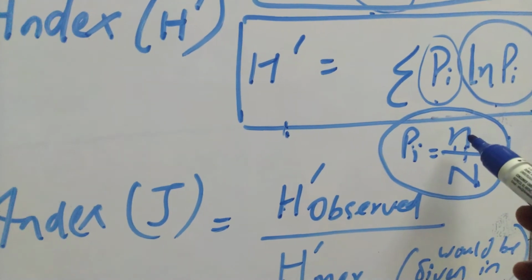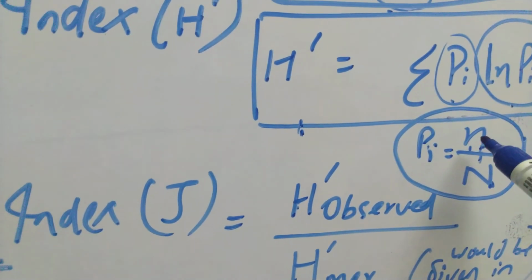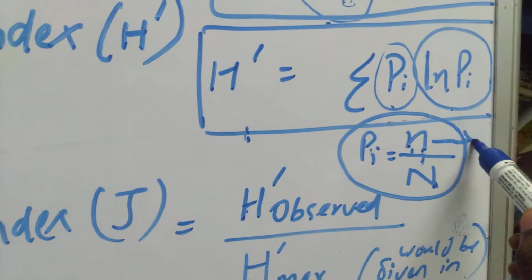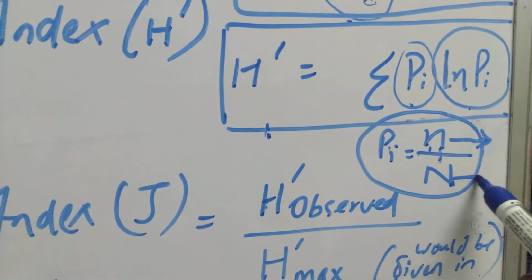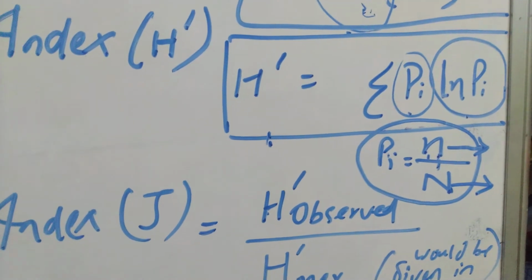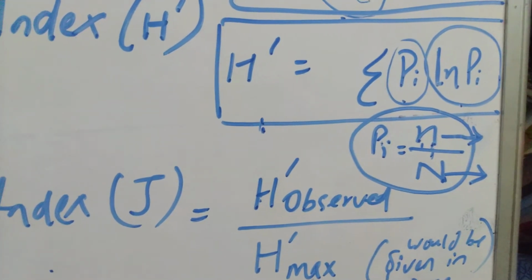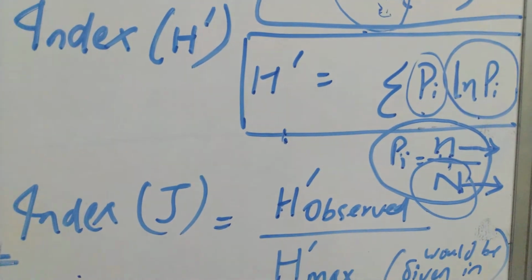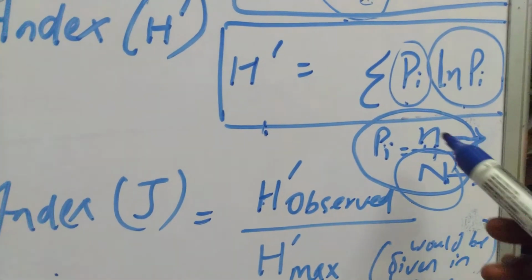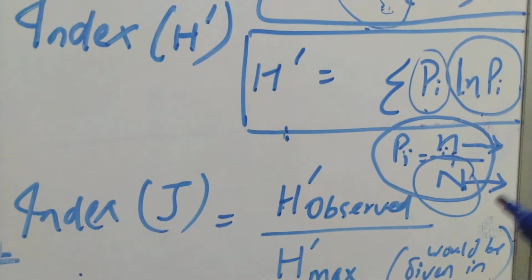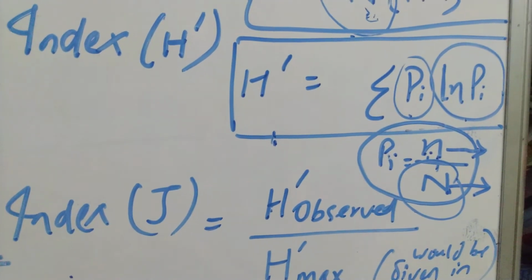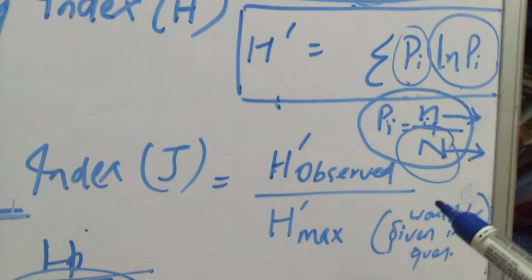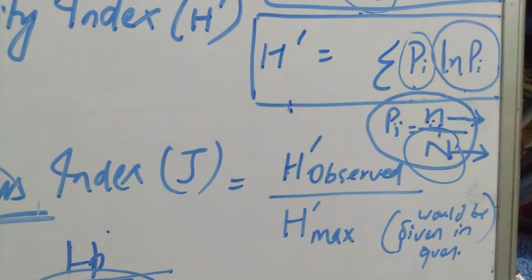So n, you have already known about it, the number of individuals in one species, right? And capital N is the total number of individuals in a given sample. So this would be your total number of individuals, combined for all species, and the small n is the particular number of individuals present in one species. Like this you will get pi for all the species given in your question paper.